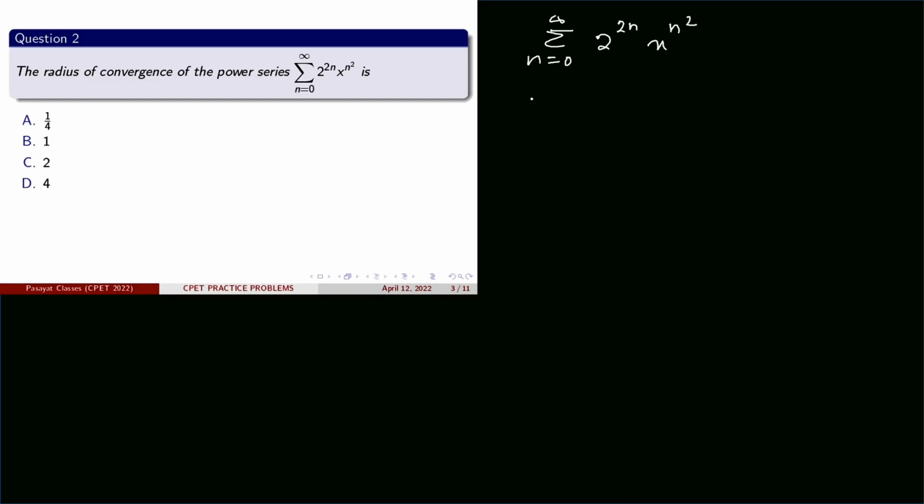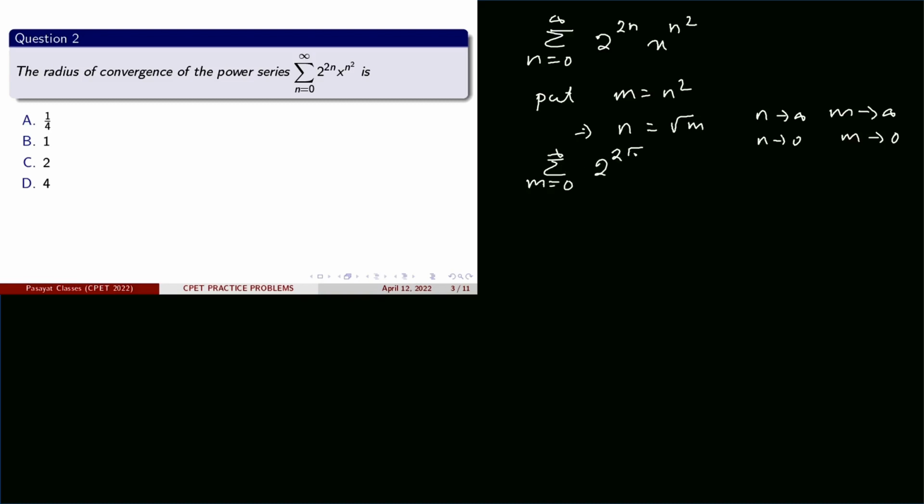So here let us put m is equal to n square. Then n is equal to root over m, and when n tends to infinity, m also tends to infinity, and when n goes to 0, m also goes to 0. Then this summation can be rewritten as summation m equal to 0 to infinity, 2 to the power 2 root over of m, x to the power m. Now this reduces to standard form.